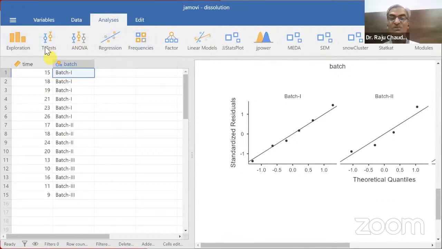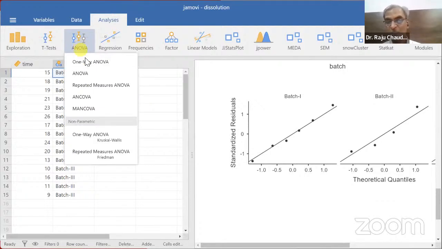So for t-test, it shows only two. That means it is used for up to two. ANOVA is for more than two. Regression gives a scatter plot and a regression line, right? So that is why it is user friendly as compared to SPSS, right?